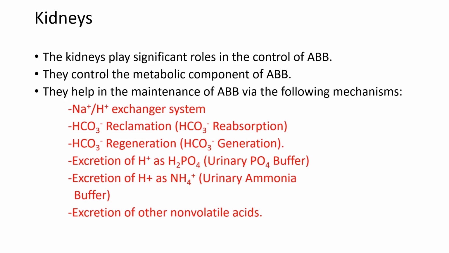There is also excretion of hydrogen ion in situations where hydrogen ion is present in a very large amount. The kidney is able to excrete them by their combination with H2PO4, which is a urinary buffer, to excrete hydrogen ion out of the body. There is also the use of urinary ammonia buffer to excrete excess hydrogen ion in the body. So these are the different mechanisms by which the kidney is able to maintain the pH of the body and ensure that there is no excess hydrogen ion circulating in the body.